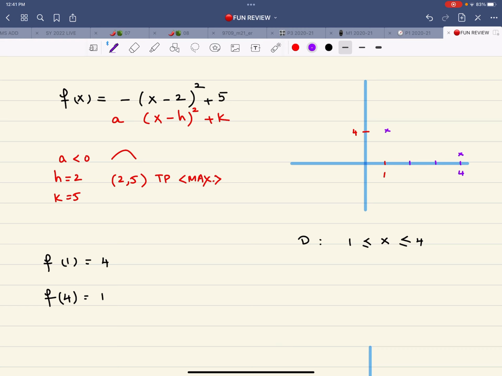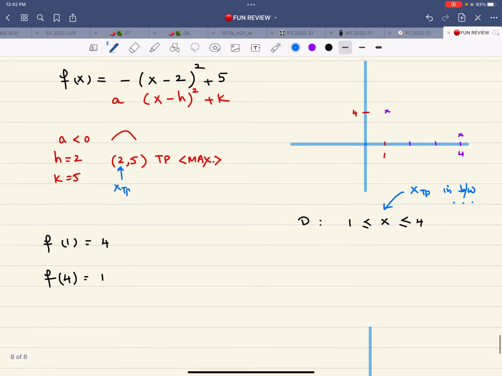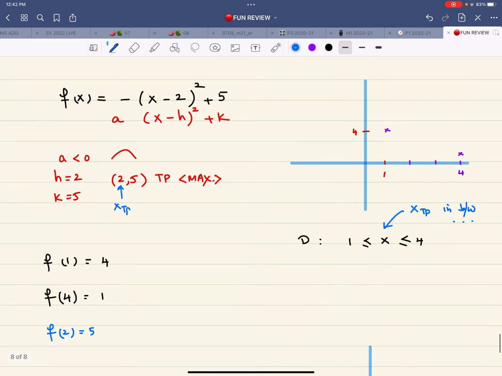And is the x coordinate of turning point part of the domain? What is the x coordinate of turning point? 2. Is it in between? Yes. So the x coordinate of turning point is in between the domain. So therefore take care of it. F of 2 is giving me 5. It's already written over there. Therefore 2 is giving me 5.